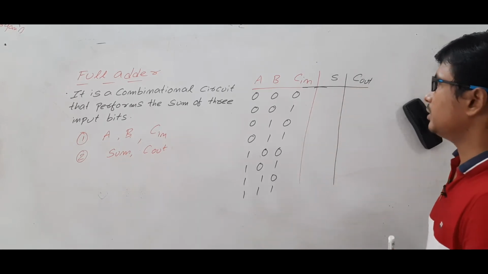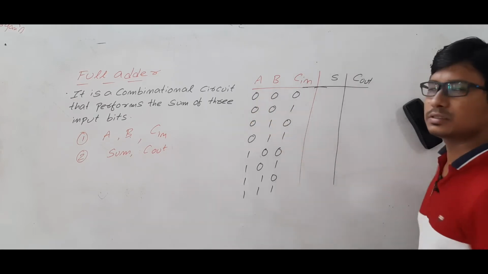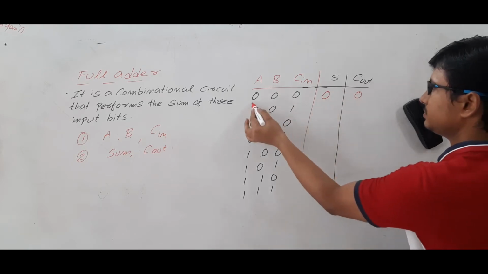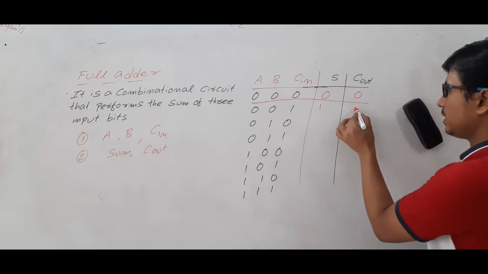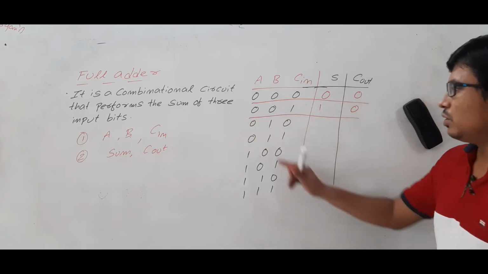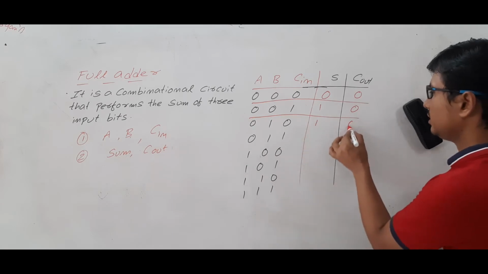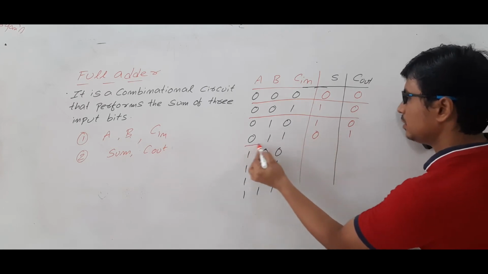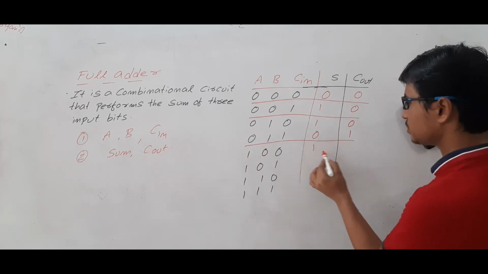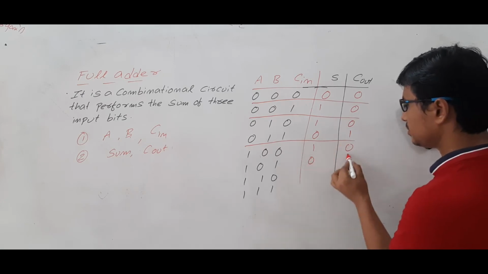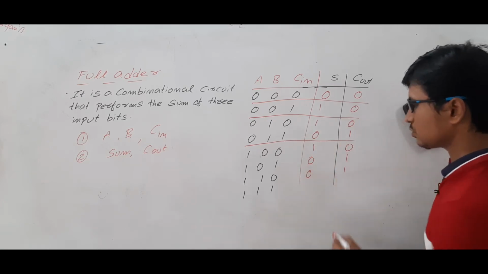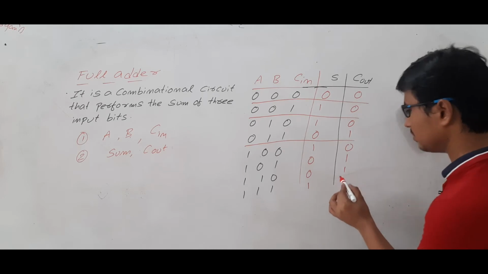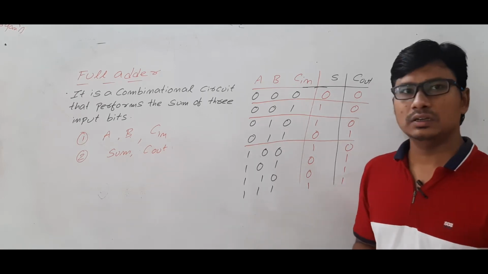Now tell me, whenever the three inputs are 0, 0, 0, what will be the sum? Sum will be 0 and C out is also 0. For 001, the sum is 1 and carry is 0. Will you agree with me or not? For 010, sum will be 1, carry will be 0. Now for 011, sum will be 0, carry will be 1. Am I right or wrong? Again, for 100 sum is 1, carry is 0. For 101, sum is 0, carry is 1. For 110, sum is 0, carry is 1. Now when you are performing the addition of three ones, the sum will be 1 and carry will be 1. Okay, so we got the truth table also.